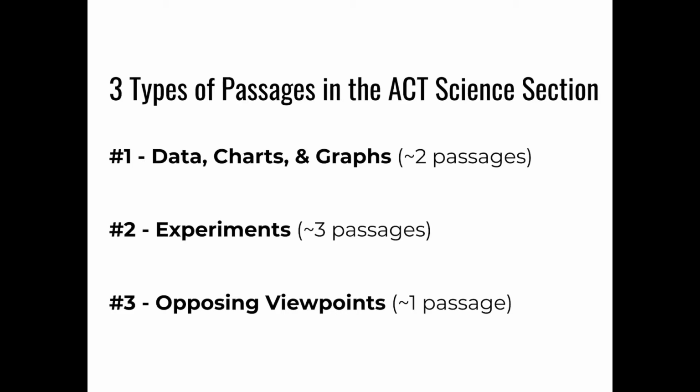Number two, we have experiments. This is commonly the most abundant type of passage in the entire ACT science section. They typically give you a lot of variables, and they want to make sure you understand the role of each variable and the scientific method to ensure that you're very successful on this type of passage.